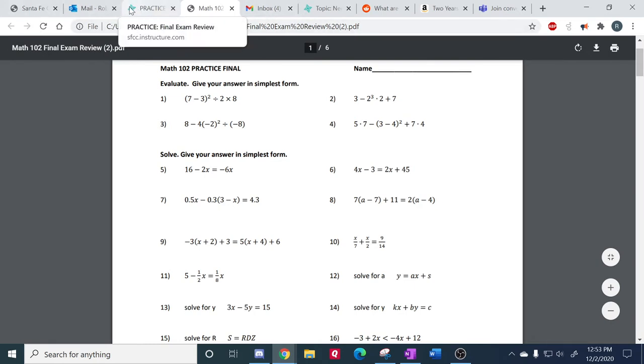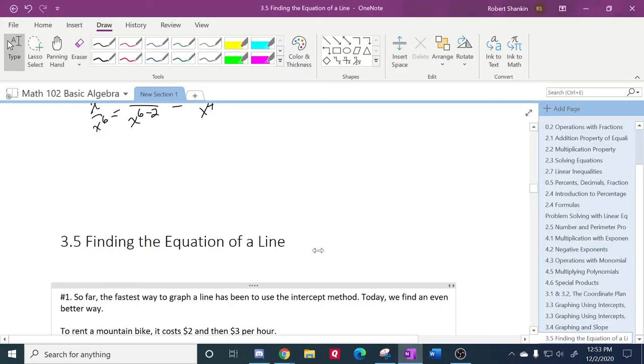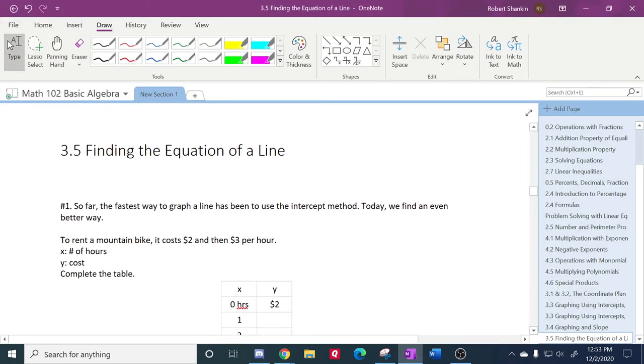And all right, any general questions before we move on with 3.5? On my end, it says the final exam unpublished module and it's not available.